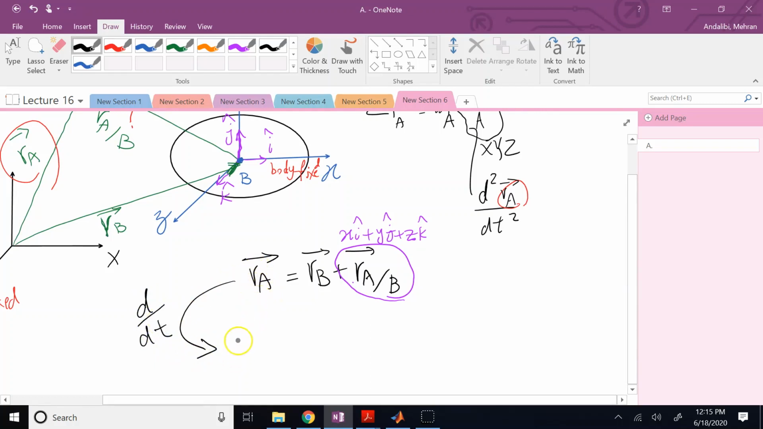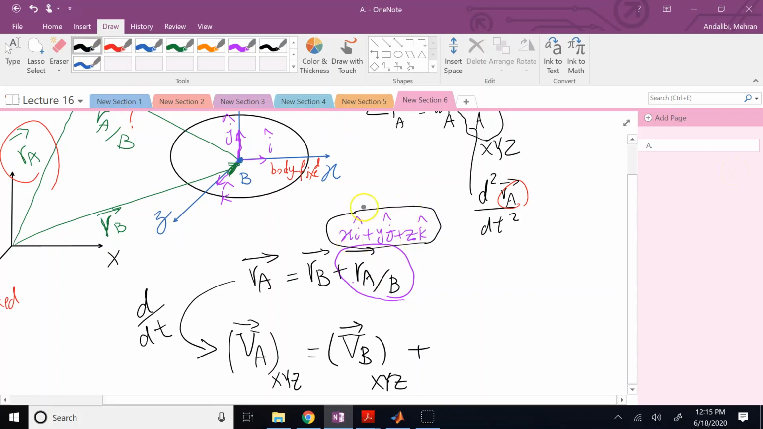The derivative of R of A is going to be V of A. And of course, this V of A is in which coordinate frame? Of course, in capital XYZ, right? Because R of A is with respect to capital XYZ. R of B, since it's also measured from the capital XYZ coordinate, its time derivative is V of B. Again, this is in capital XYZ. Good. What about here, the time derivative of this guy? What is this going to be?